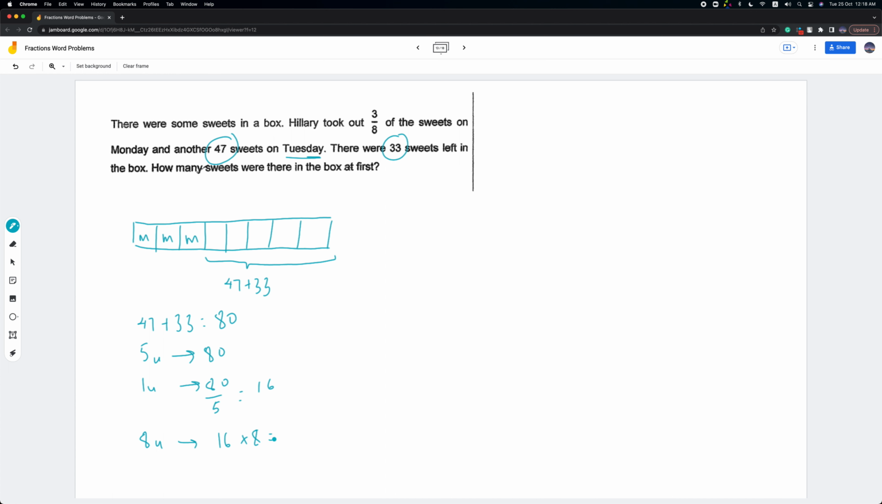So again, this is a paper 2 question. So you can use your calculator to find the answer. 16 times 8 is 128. There you go. This is the answer. Quite straightforward.